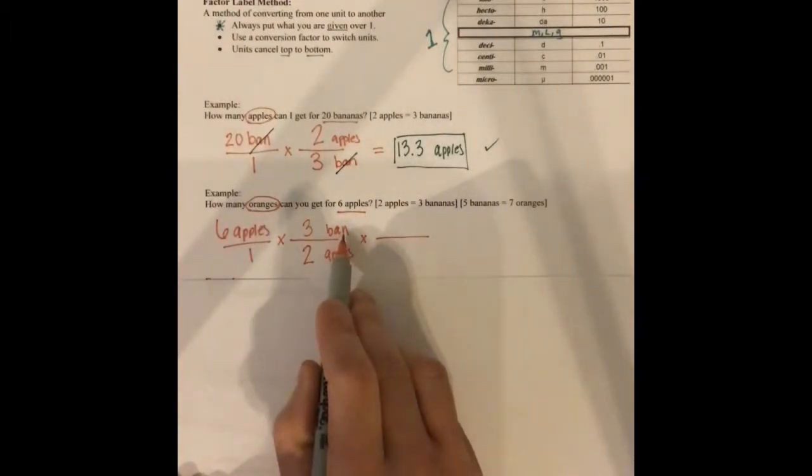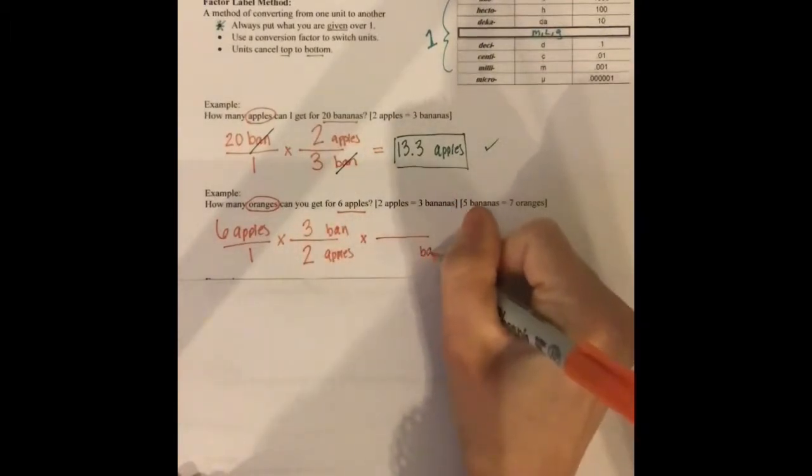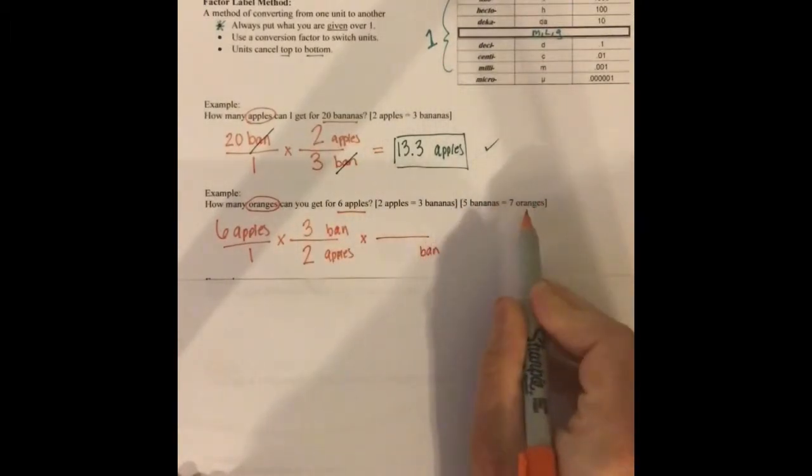I don't want bananas, so I should put them in the bottom to cancel them. But I do want oranges. And that's good because we have a conversion factor that can switch us to oranges. 5 bananas make 7 oranges.